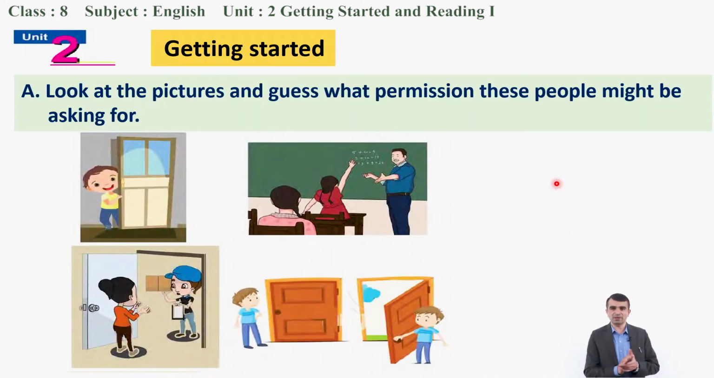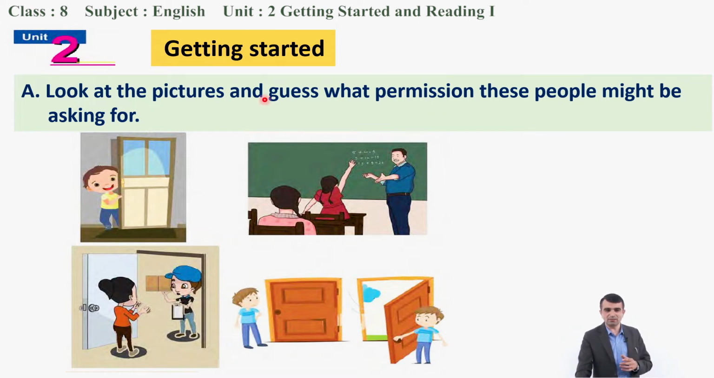Can you see in the picture what is there? On page number 13 of your book, there are some pictures. Above the pictures, what is written there? Let's read. Look at the pictures and guess what permission these people might be asking for. Just look at the picture and guess. They may be asking for permission. What permission might they require?